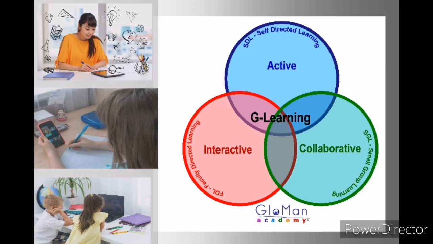The G-Learning system consists of three main parts: active, interactive, collaborative. A combination of these three parts in a proportionate mixture conveys the overall knowledge of any subject in a school education system.